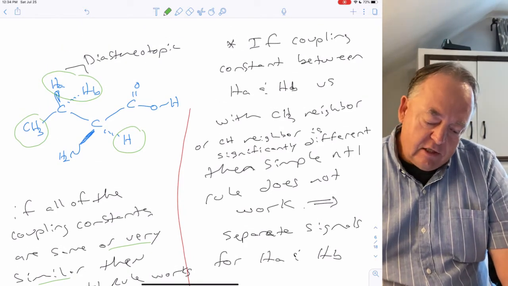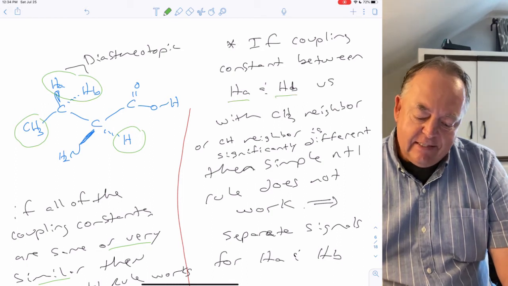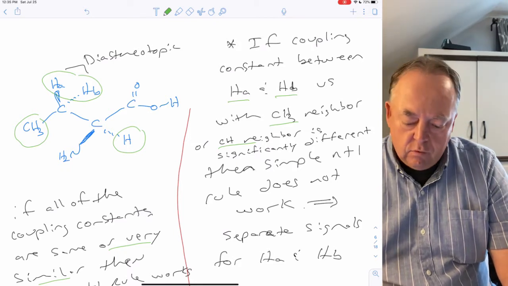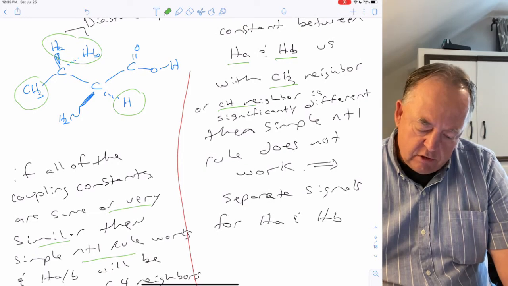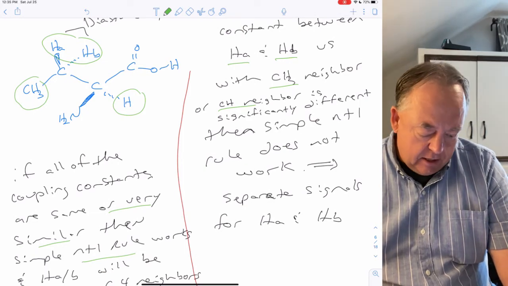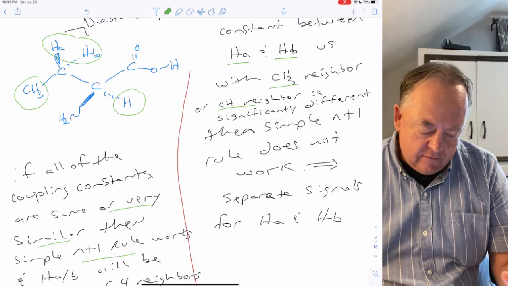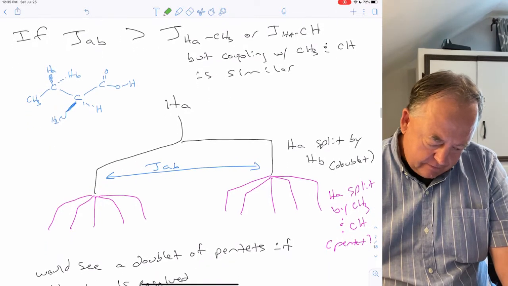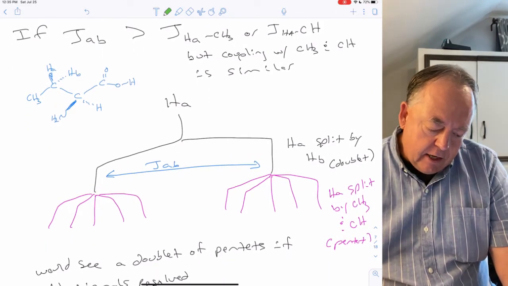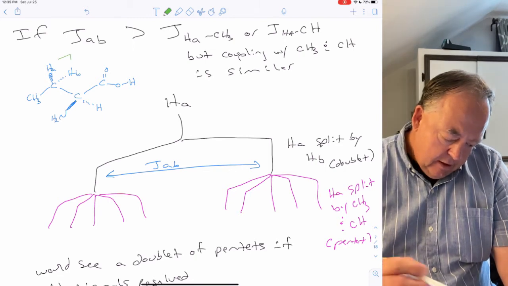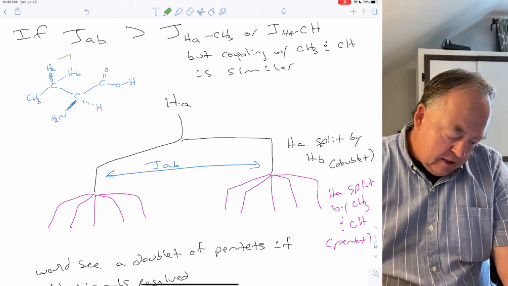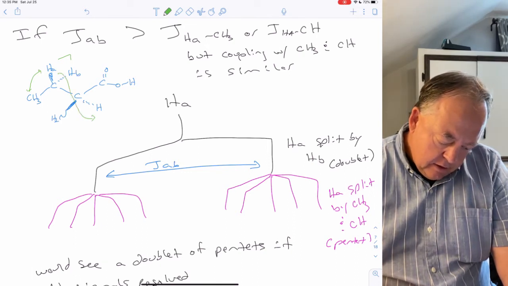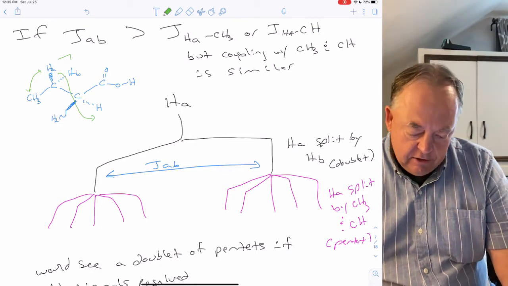But if the coupling constant between HA and HB is different than it is between the CH3 and the CH neighbor, then the simple N+1 rule does not work. In this case, you would see separate signals for HA and HB, and you would have to use a splitting tree diagram to figure out what the splitting pattern is going to look like. So let's go through that. If the coupling constant between A and B is significantly different than the coupling constant with the CH3, or the coupling constants between those hydrogens and the CH.